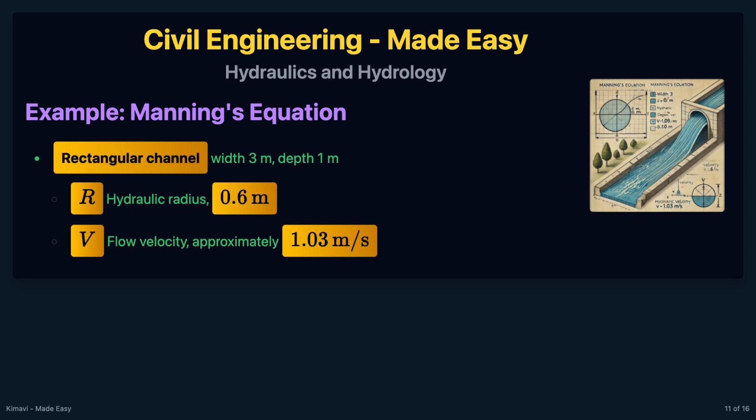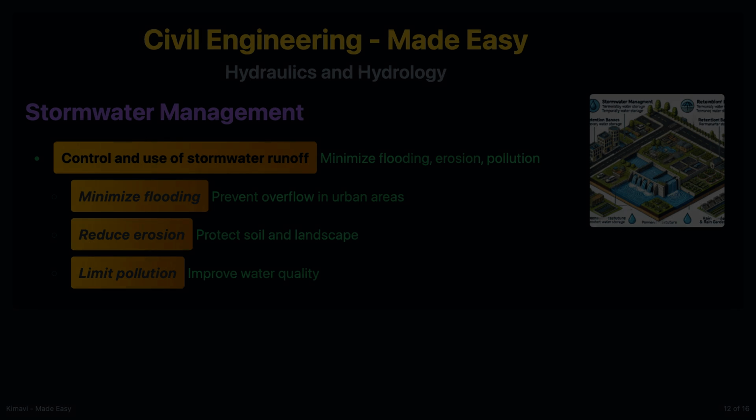First, calculate the hydraulic radius r, which is the area of flow divided by the wetted perimeter. The area A is 3 times 1, which equals 3 square meters. The wetted perimeter P is 3 plus 2 times 1, which equals 5 meters. So r is 3 divided by 5, which equals 0.6 meters. Using Manning's equation, V is approximately 1.03 meters per second.